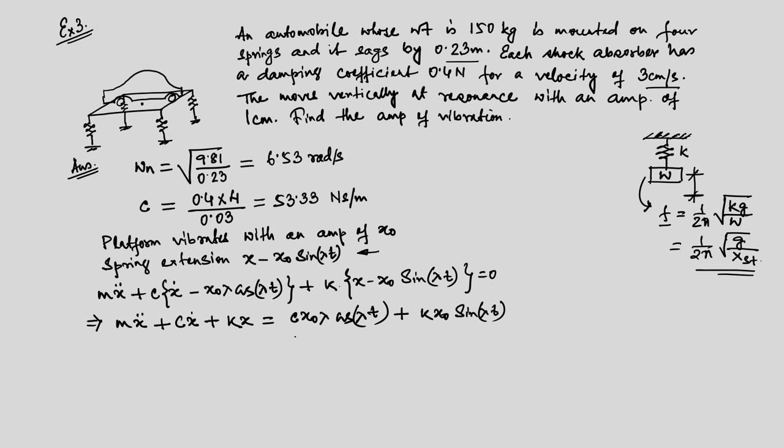Obviously, we can combine this expression. So, we can write down this in a more compact form. So, this is square root of (c x naught lambda) whole square plus (k x naught) whole square times sin (lambda t minus theta).